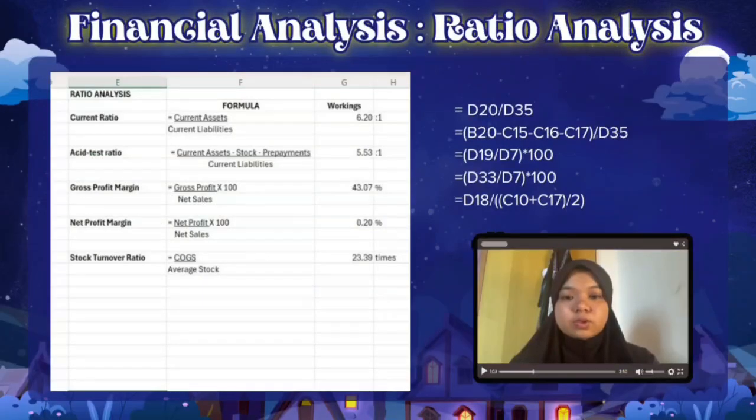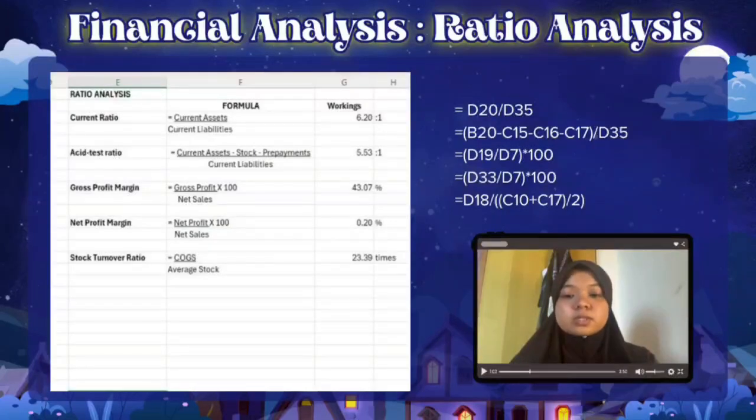For the financial ratio report, we need to make ratio analysis. For current ratio, we use the formula =D20/D35 to get RM6.20. This means the business has RM6.20 of current assets to pay RM1 of current liabilities.